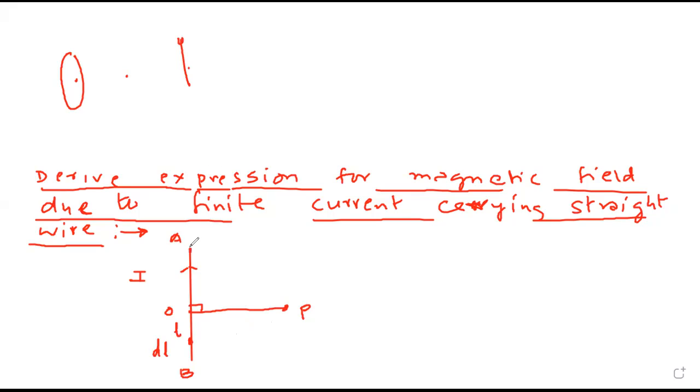Consider a finite straight wire AB carrying current I as shown in the figure. Let P be a point at distance a near the conductor. dl is the elemental length at distance L from O. Join dl and P. Let this distance be r. The angle made by dl and the line joining P, this angle is actually theta.